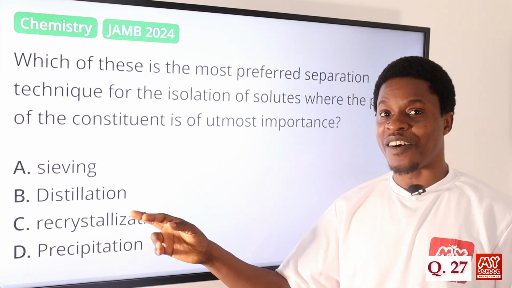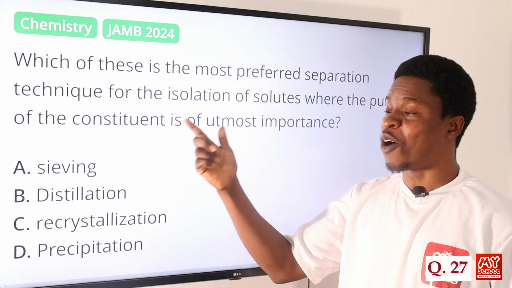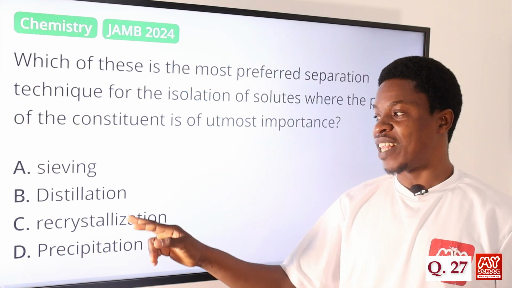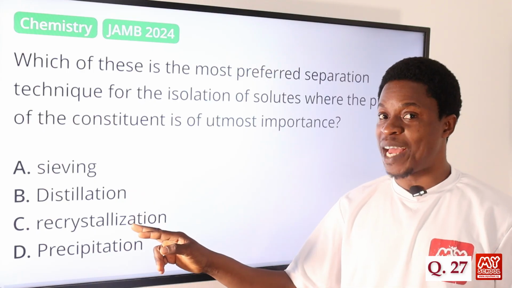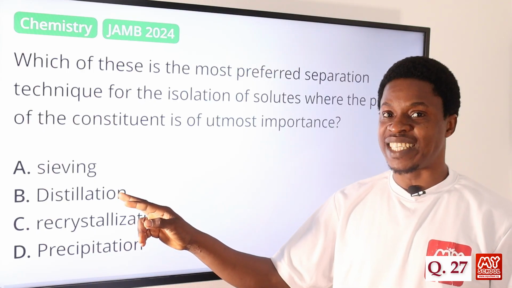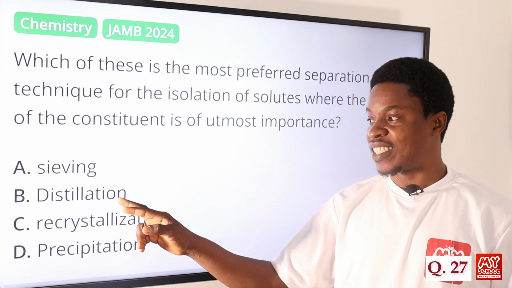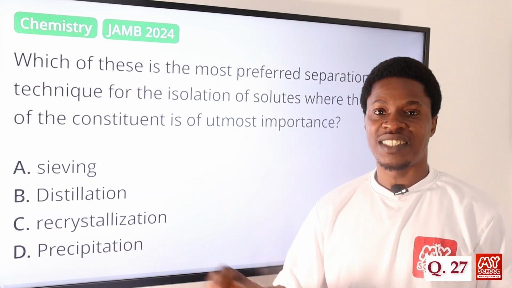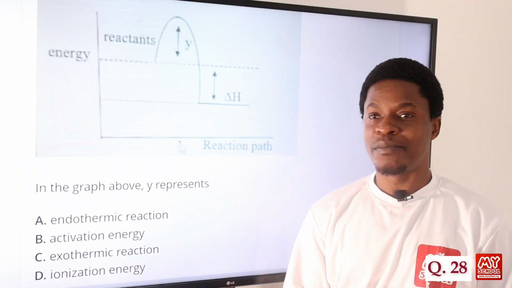Both of them are correct, but when you want to choose for the sake of this question, this one is more accurate, since the value of this is about 99.9% and this is about 99%. So the correct answer we are going for here is option C, recrystallization. Now let's move on to question number 28.